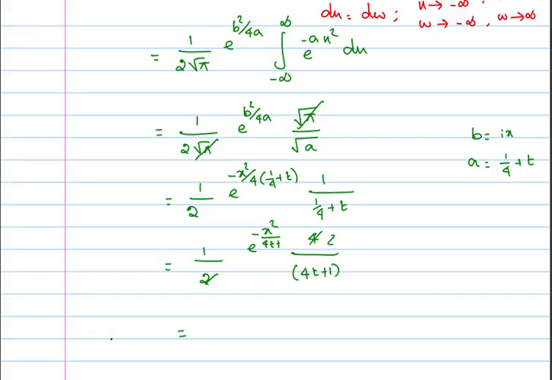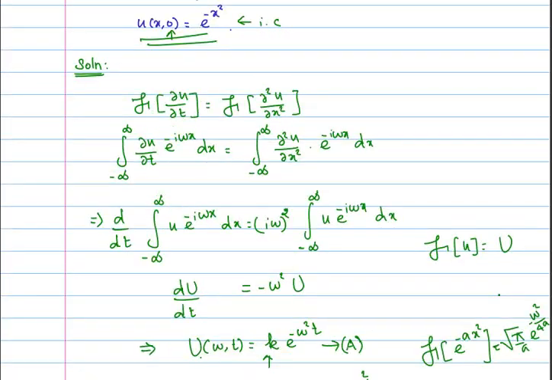So this is my u of x comma t equal to, sorry, here the square root will be there, I missed it. This 2 and this 2 become square root of 4, so the 2 will cancel. So u of x comma t equals 1 over square root of 4t plus 1 times exponential of minus x square divided by 4t plus 1. This is the solution of the given differential equation.